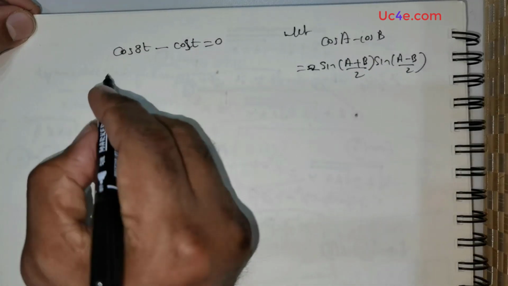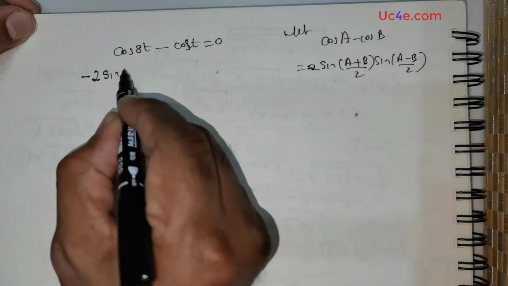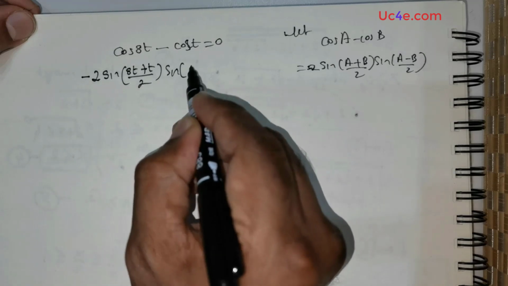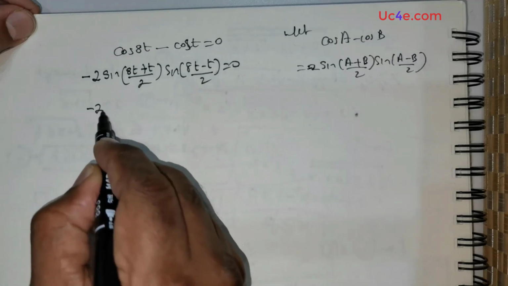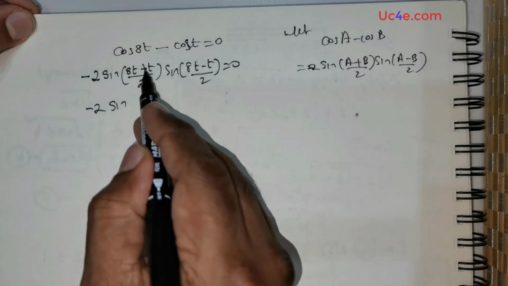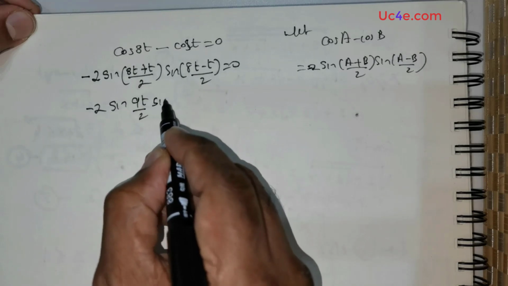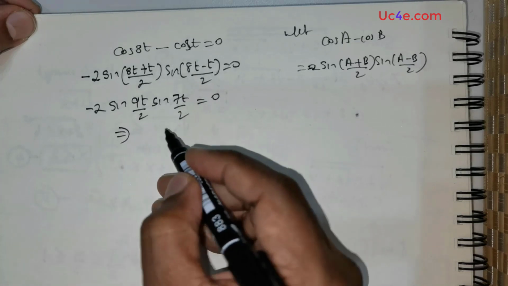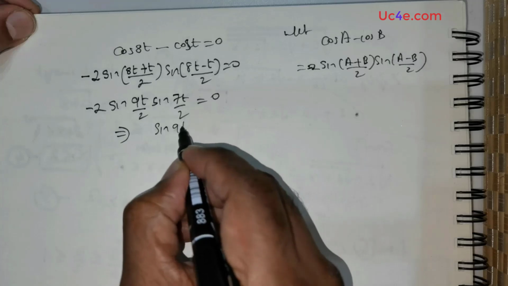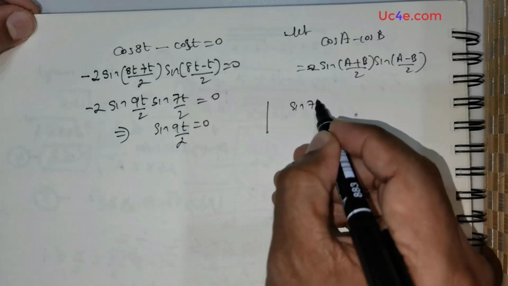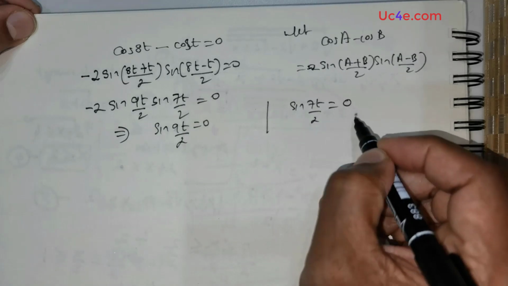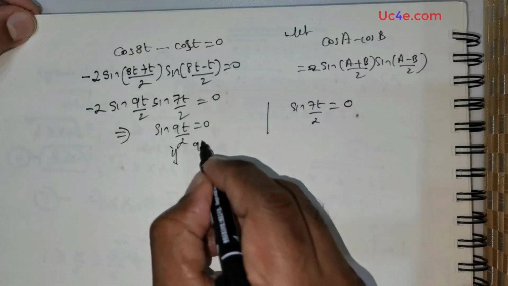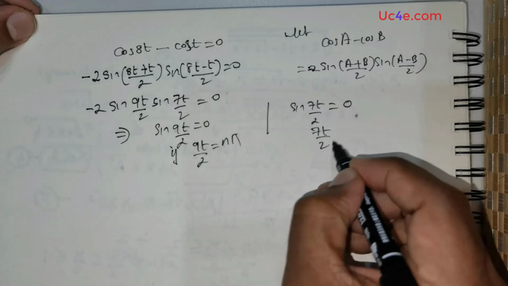So I would like to apply this formula. So this is going to be negative 2 times sine of (8t positive t) divided by 2 and sine of (8t negative t) divided by 2 is equal to 0. This is nothing but negative 2 times sine of 9t divided by 2, and sine of 7t divided by 2, is equal to 0. Of course, from here this would mean that sine of 9t over 2 is equal to 0, or sine of 7t over 2 is equal to 0, right? Now this is only possible if 9t over 2 is equal to n pi. In this case 7t over 2 is equal to n pi.